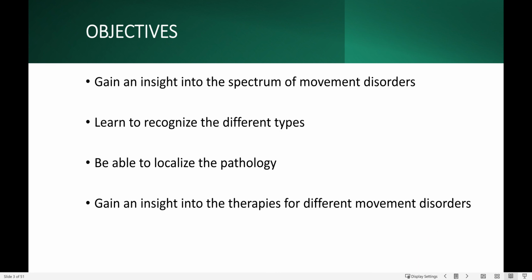The objectives of this presentation are to gain an insight into the spectrum of movement disorders, and in particular to recognize the different types, be able to localize areas of pathology, and also gain an insight into the treatment modalities that are available.